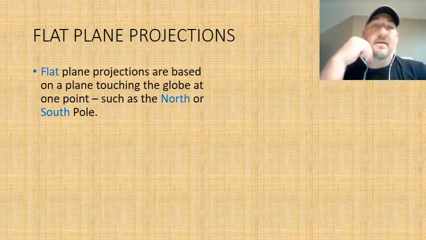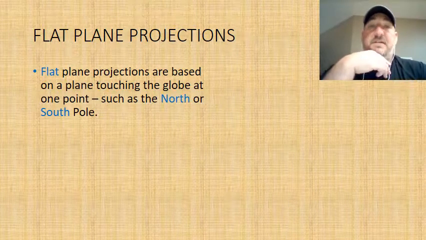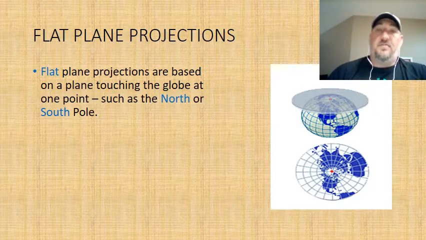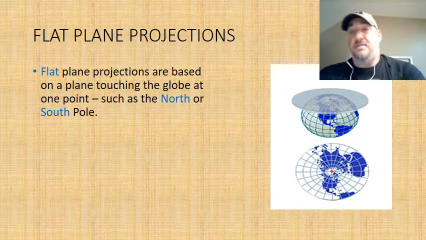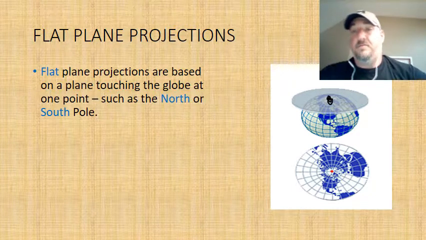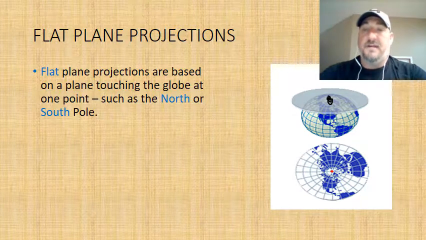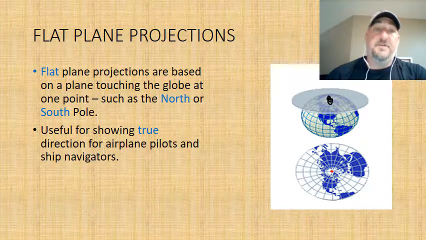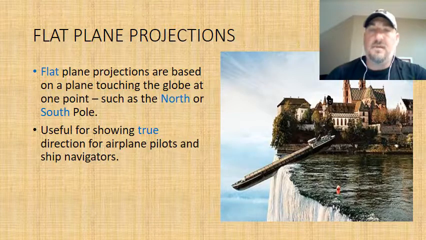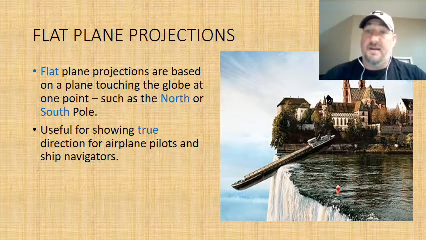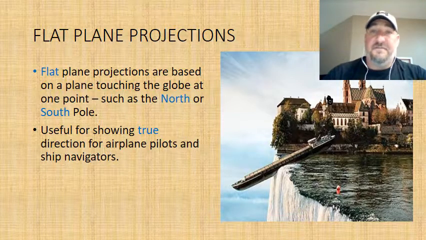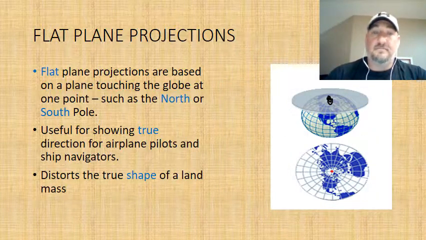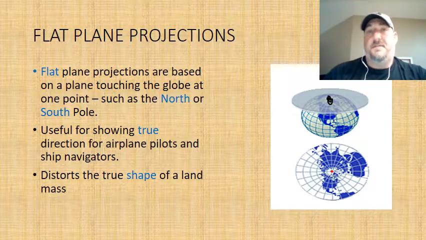Flat plane projections are based on a plane touching the globe at one point, such as the North or South Pole. So in this example, it's touching the North Pole, and then we get a top-down view of what we're looking at. It's useful for showing direction for airplane pilots and ship navigators. Especially as a ship navigator, you don't want this happening if you're reading the map wrong. One of the negatives of a flat plane is that it distorts the true shape of a landmass.